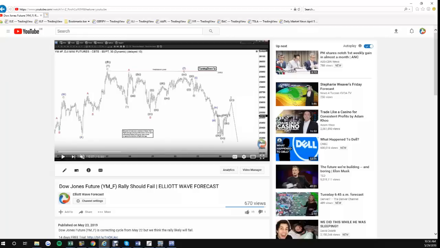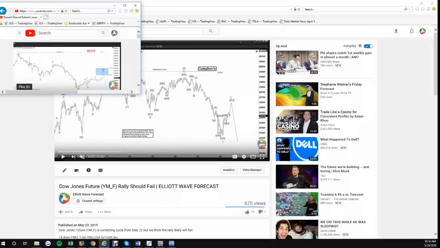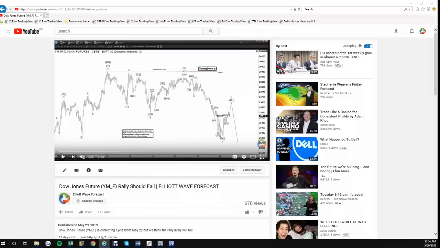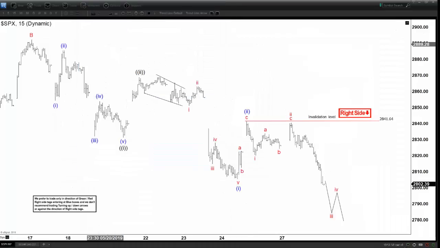And then the Russell here is from yesterday, right? And the Russell from yesterday also turns lower as well. Missed the blue box by just a little bit, right? Just a little bit, but the overall direction is correct. The right side is down and calling for the downside. Now it has already started to turn lower if you look at the market now. Okay, so both of them are doing pretty good, and now we are updating the S&P.